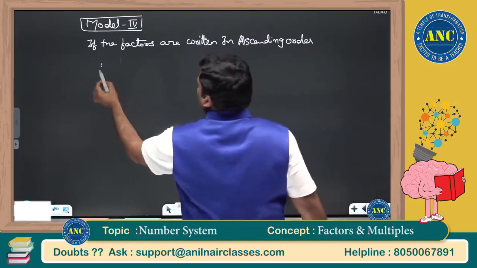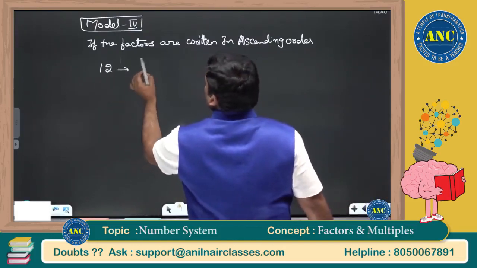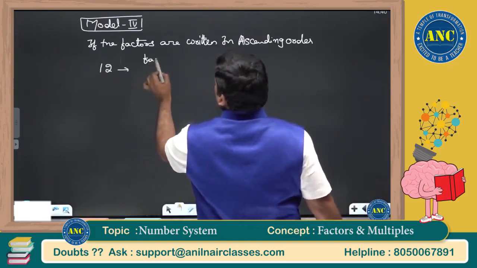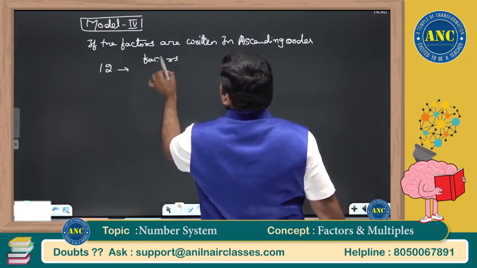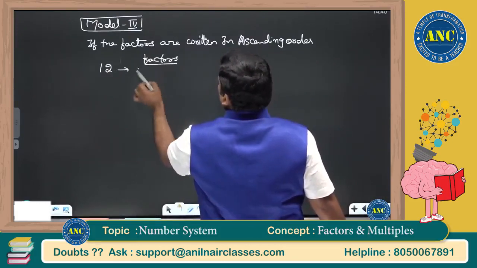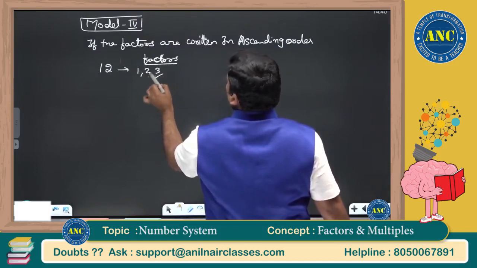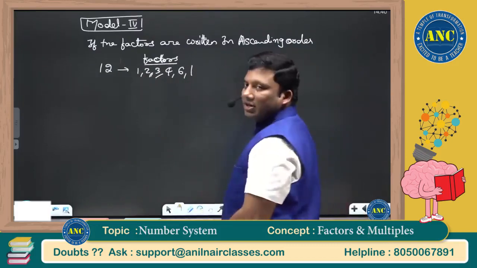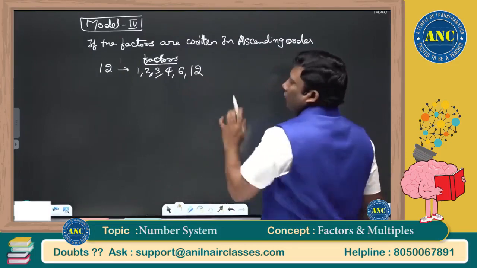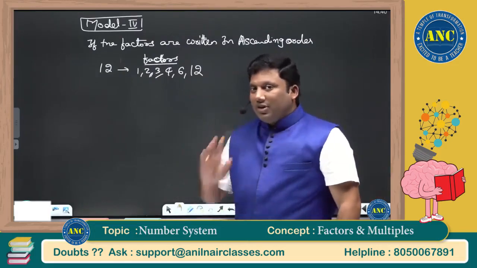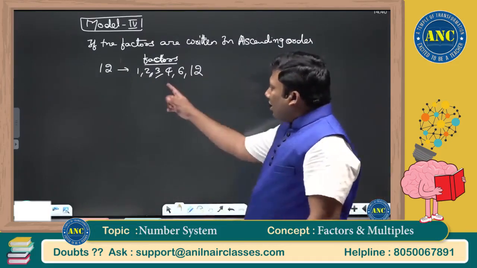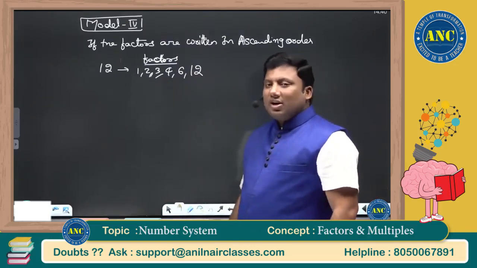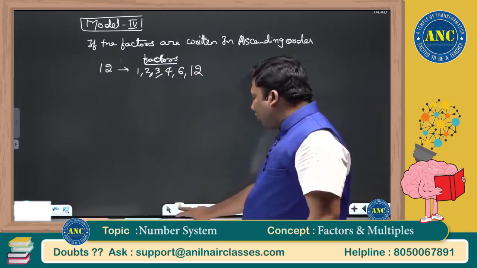Suppose, for example, 12. The factors are 1, 2, 3, 4, 6, 12. These are the factors of 12. Am I right? Listen carefully, sir. Are the factors written in ascending order? Yes. 1, 2, 3, 4, 6, 12.